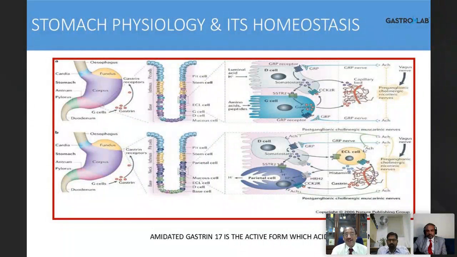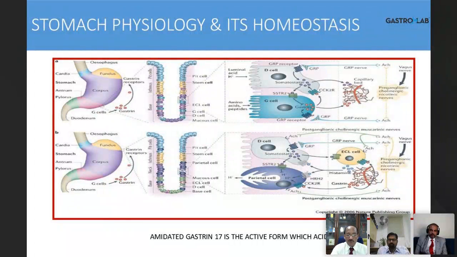Whenever acid is secreted, the G cell stimulates the parietal cell to produce acid, and the acid goes and stimulates the D cell to produce somatostatin, which inhibits the G cell. This is to prevent unabated acid production by the stomach. Here, the gastrin also stimulates the enterochromaffin-like cell, which produces histamine. This is where the H2 blockers block this area, and the proton pumps block this area.